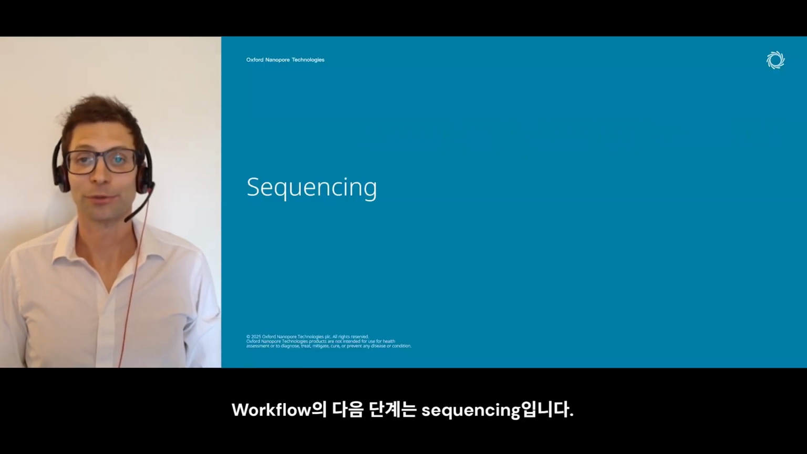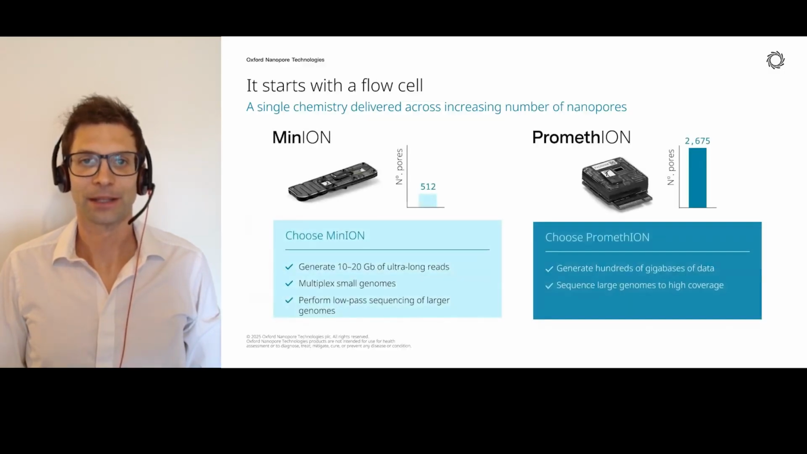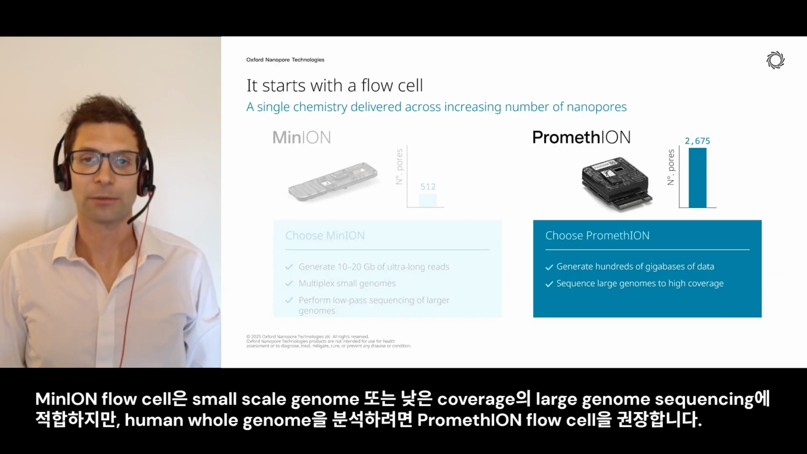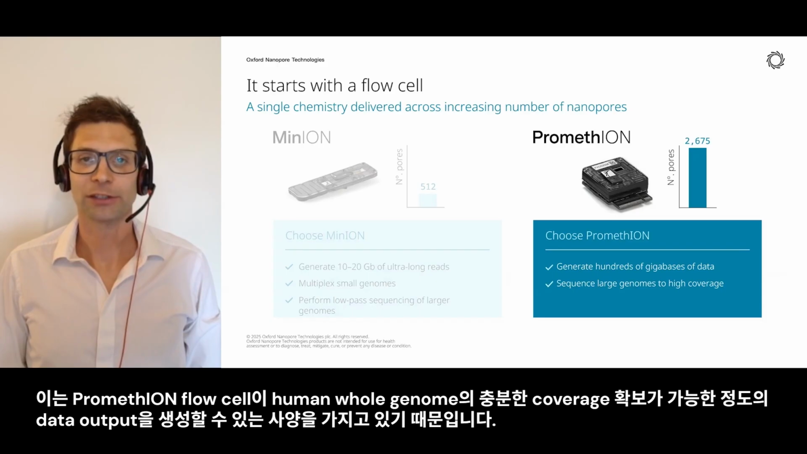We're now going to move on to the next step of the workflow, sequencing. As explained in our PromethION flow cell loading masterclass, our platform can be scaled depending on the project needs. And the first layer of scale lies within the flow cells. While MinION flow cells are best suited for smaller genomes or low-pass sequencing of large genomes, we recommend PromethION flow cells for profiling a whole human genome. This is due to their capacity to efficiently generate high outputs of sequencing data for good depth of coverage across the human genome.